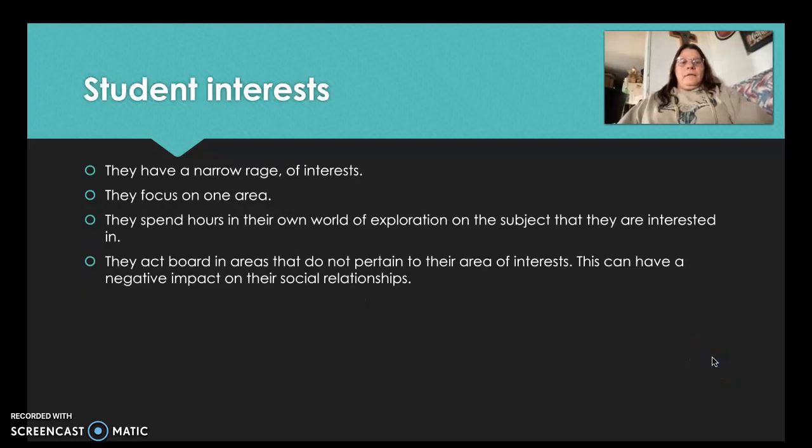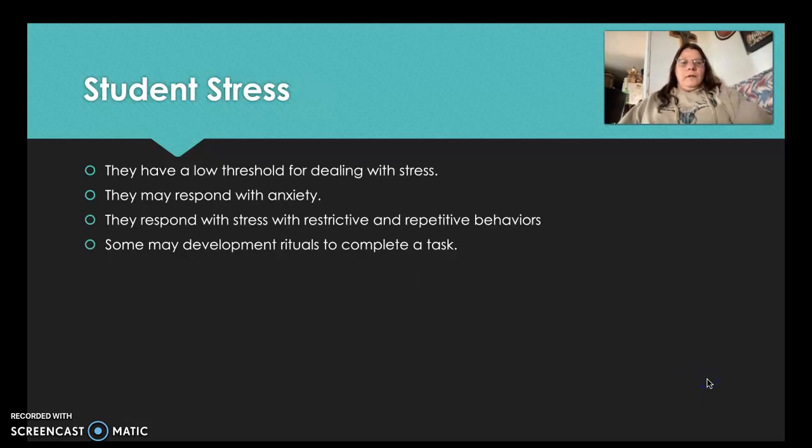They have a narrow range of interests. They'll focus on one area, stay on that subject and learn all they can about it. And when they're in an environment where they need to learn about other types of things, they act bored, like it doesn't have anything to do with them. It's not in their area of interest. And this can have a negative impact on their social relationships with their peers, with their family members, with just anybody in general that comes in contact with them.